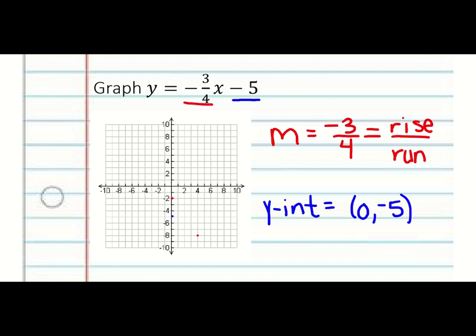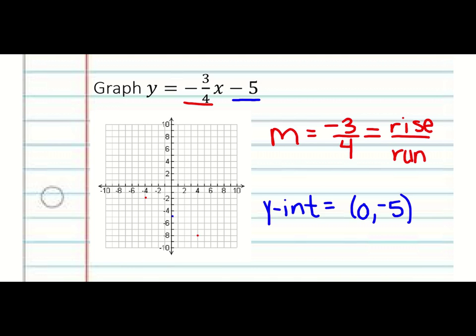And then we're going to go left 4, because last time we went right. So we've got to make sure to change both directions. So right there where my cursor has landed, I'm going to plot my next point.